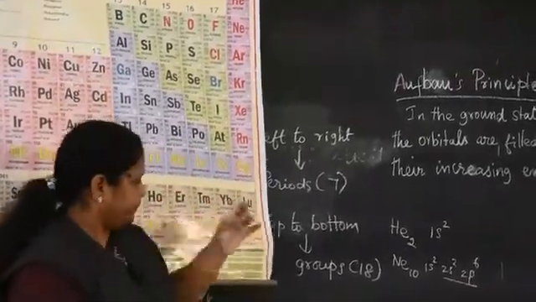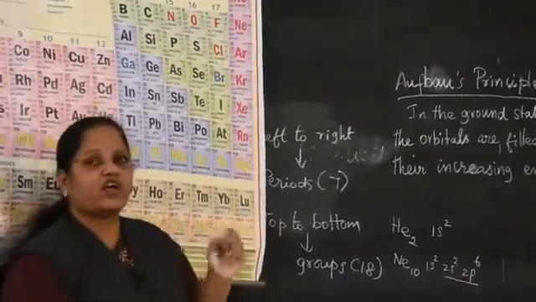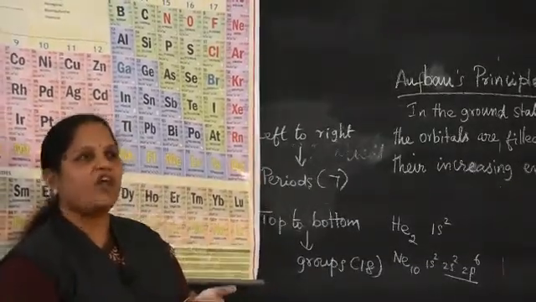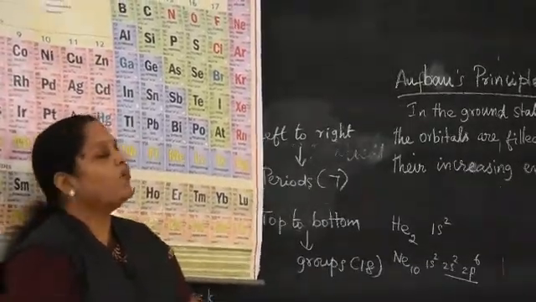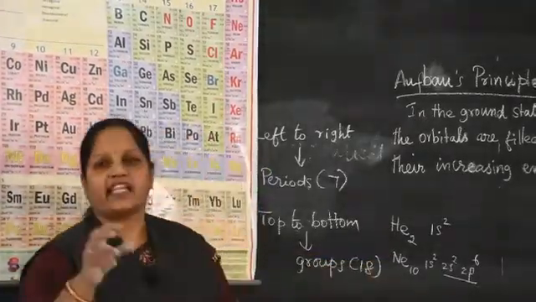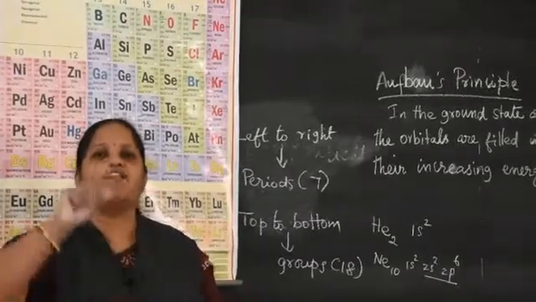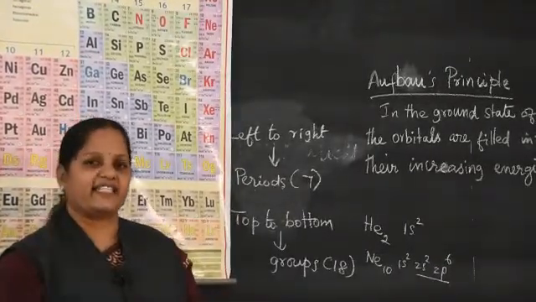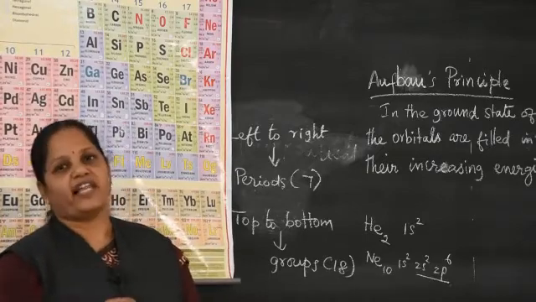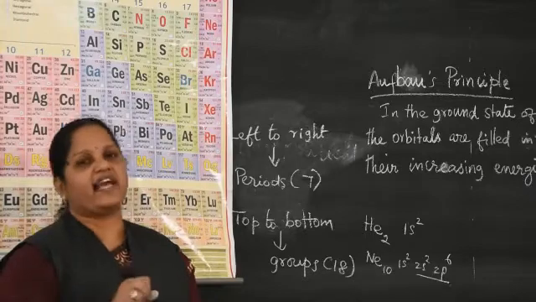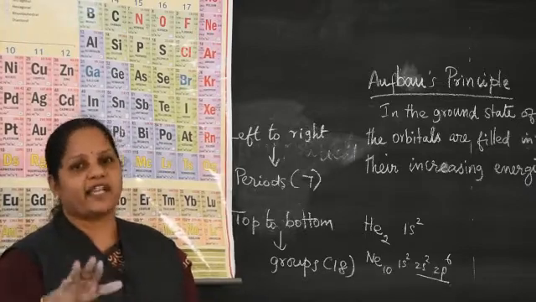I have said many times, electronic configuration. What is the meaning of electronic configuration? How will you write it? By using valency. In the last class I discussed valency. What is the meaning of valency? How will you find out the valency? This is the basic in chemistry.